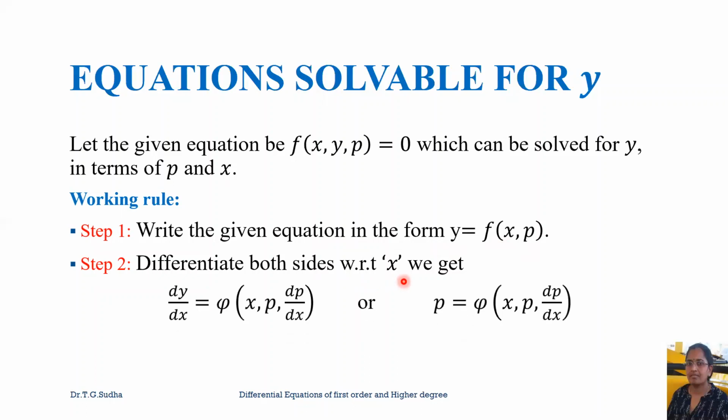So we get on the left hand side dy by dx is equal to a function of x comma p and dp by dx. When we differentiate y with respect to x, we get dy by dx on the left hand side. But we know that dy by dx is nothing but the letter small p. So we get p is equal to a function which contains x, p and dp by dx, that is the derivative of p with respect to x.